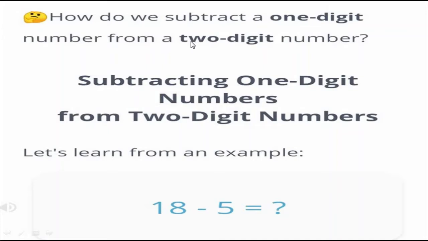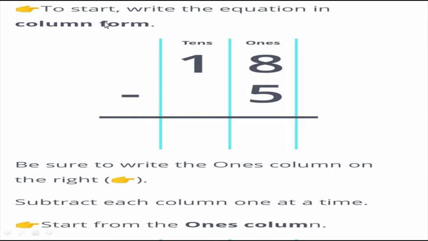Let's make a revision for previous lecture. As we have seen, how do we subtract a 1-digit number from a 2-digit number. Let's learn from an example. 18 minus 5 is equal to what? To start, write the equation in column form.